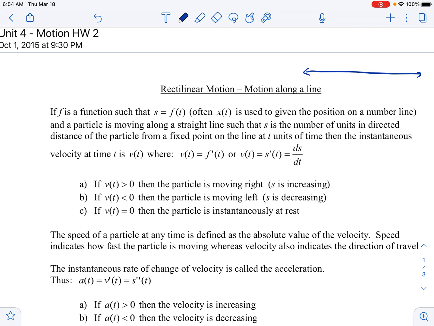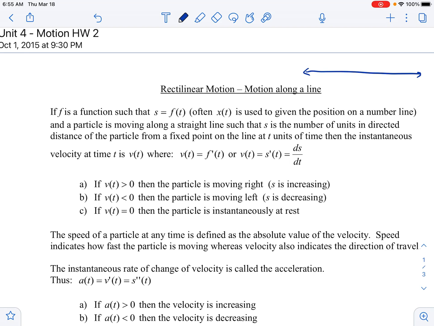so often x of t is used to give the position on a number line, and a particle is moving along a straight line such that s is the number of units in directed distance of a particle from a fixed point on a line at time t units, then the instantaneous velocity at time t is v of t, where v of t equals f prime of t, or v of t equals s prime of t, which is equal to ds dt. So let's wrap all that up together.